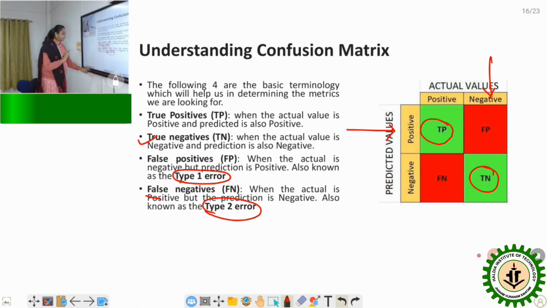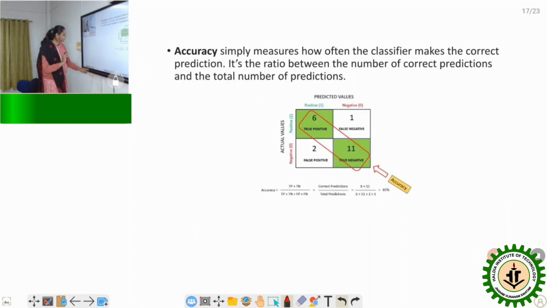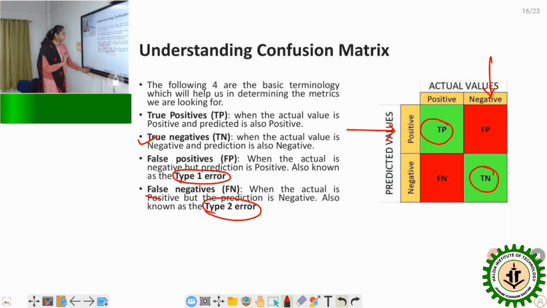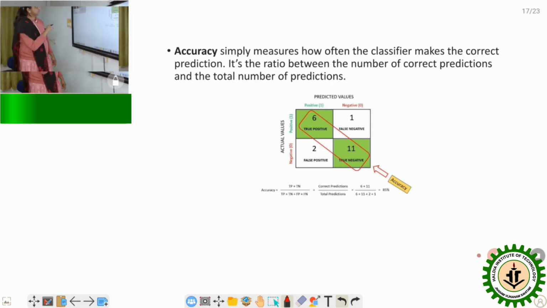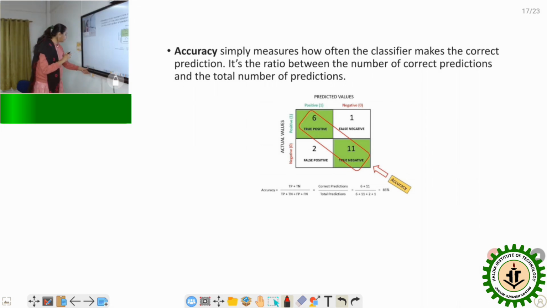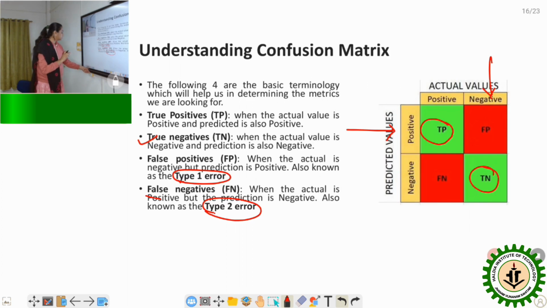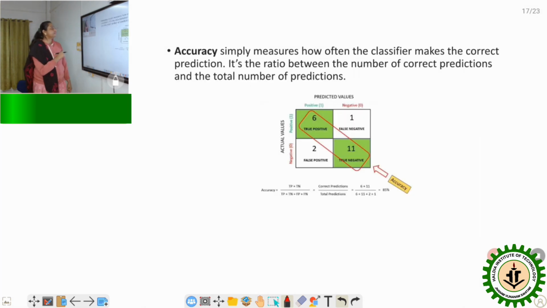So next we are coming to this portion. Before that, we have to measure. The next parameter is our accuracy. Accuracy simply measures how often the classifier makes the correct prediction. It is the ratio between the number of correct predictions and the total number of predictions.